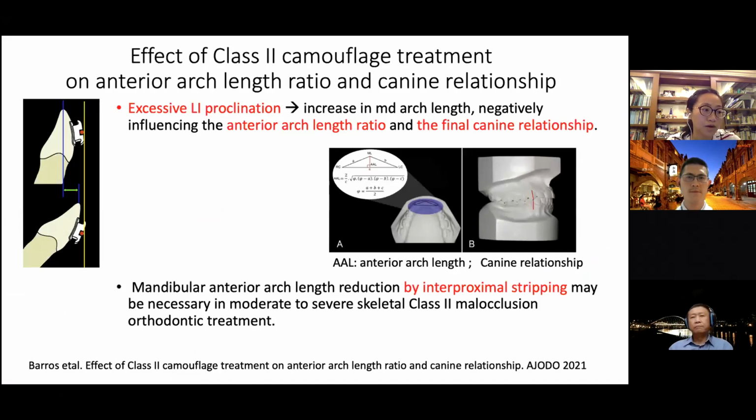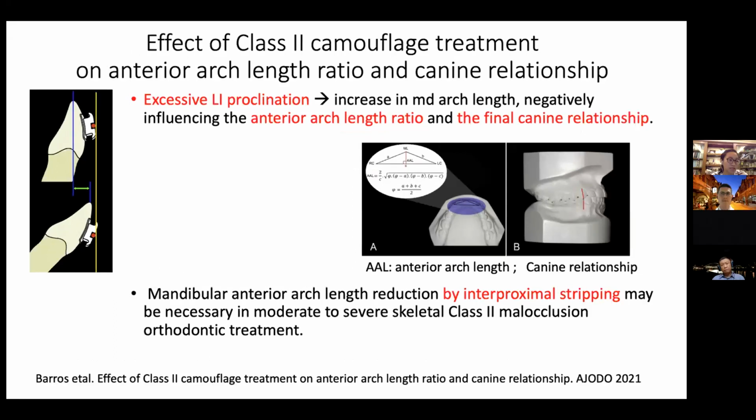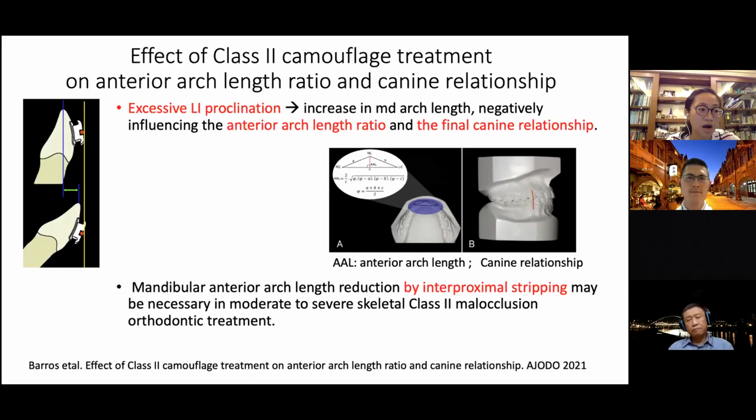Orthodontists should also be very careful that class 2 camouflage treatment may result in excessive lower incisor proclination and increased mandibular arch length, and therefore negatively influence the anterior arch length ratio and the final canine relationship. In this condition, mild lower anterior interproximal reduction is necessary to help avoid increasing the mandibular anterior arch length. Otherwise, we should consider combining with orthognathic surgery.